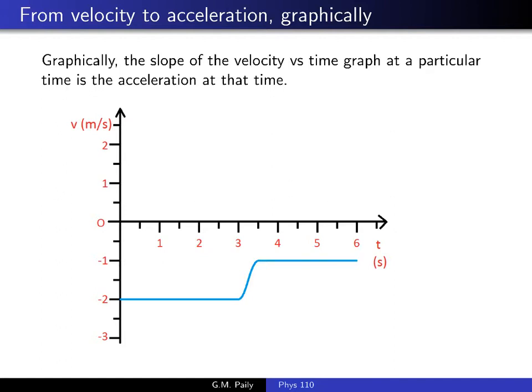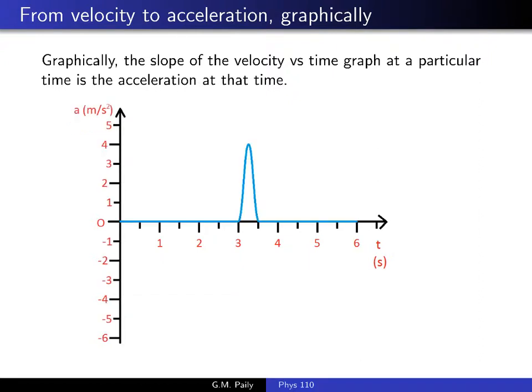Graphically, we know that a derivative corresponds to a slope, and so the slope of a v versus t graph gives us the acceleration at that time. Here we have a v versus t graph where the velocity is initially a constant -2 meters per second, but then around 3 seconds jumps up to -1 meters per second.